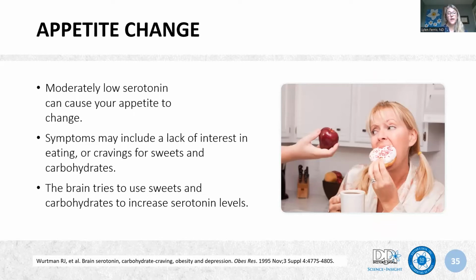Now, with serotonin, appetite change is a really common finding when serotonin is imbalanced. So you might see a lack of interest in eating, or more commonly cravings, and specifically for sweets and simple carbs. This seems to be an attempt at self-medication to raise serotonin levels. What we know is that often neurotransmitter imbalances will drive behavior.